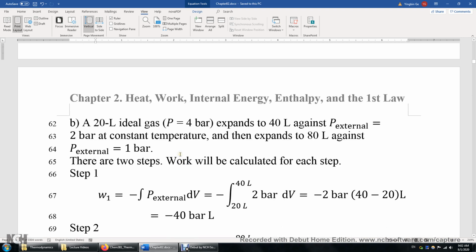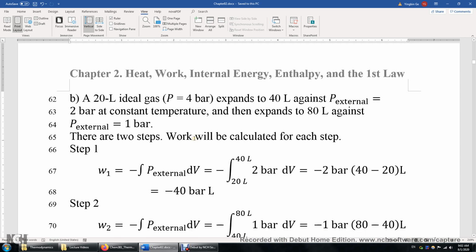We're going to do a two-step expansion. First step, this gas, same initial state, 20 liters, 4 bars. We're going to allow this to expand to 40 liters against an external pressure of 2 bars. Again, it's a constant temperature condition, isothermal condition. And then the second step, it's going to expand to 80 liters against a different constant external pressure, which is 1 bar. So there are 2 steps. We'll have to calculate the work for each step, and then we're going to sum it up.